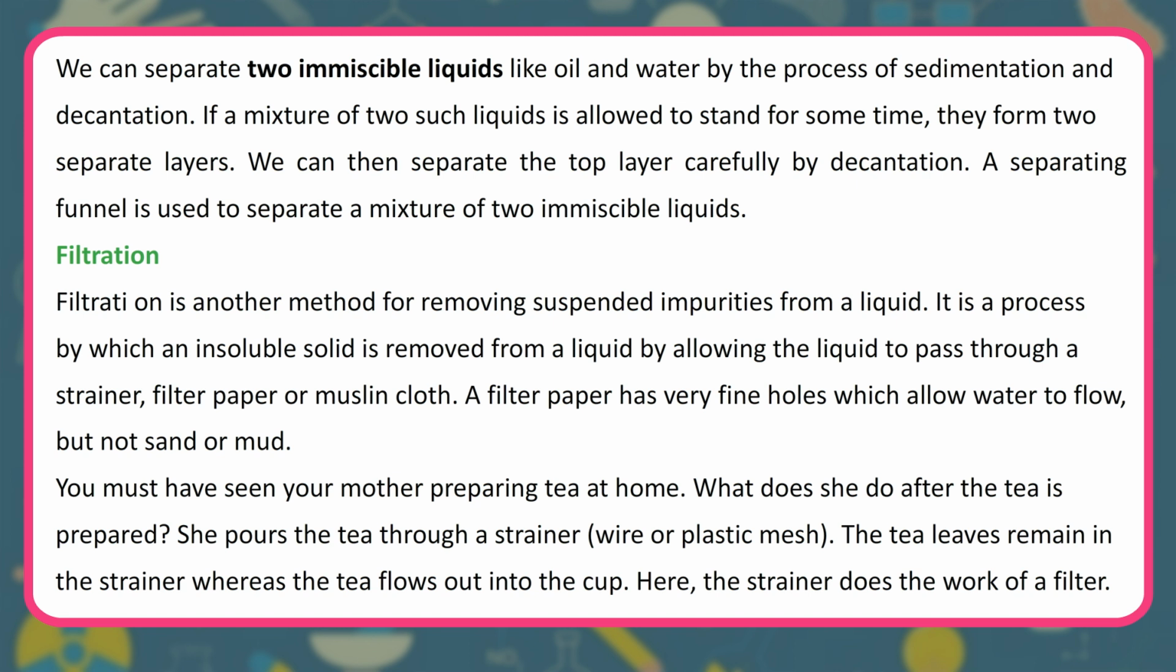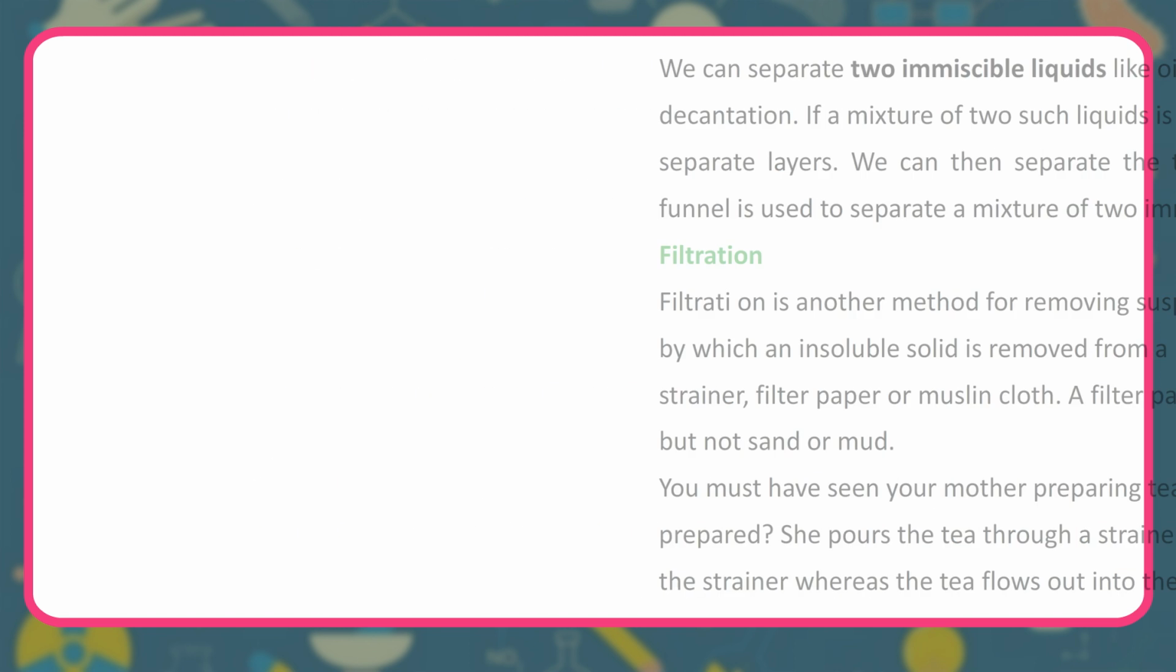You must have seen your mother preparing tea at home. What does she do after the tea is prepared? She pours the tea through a strainer, wire or plastic mesh. The tea leaves remain in the strainer whereas the tea flows out into the cup. Here, the strainer does the work of a filter.